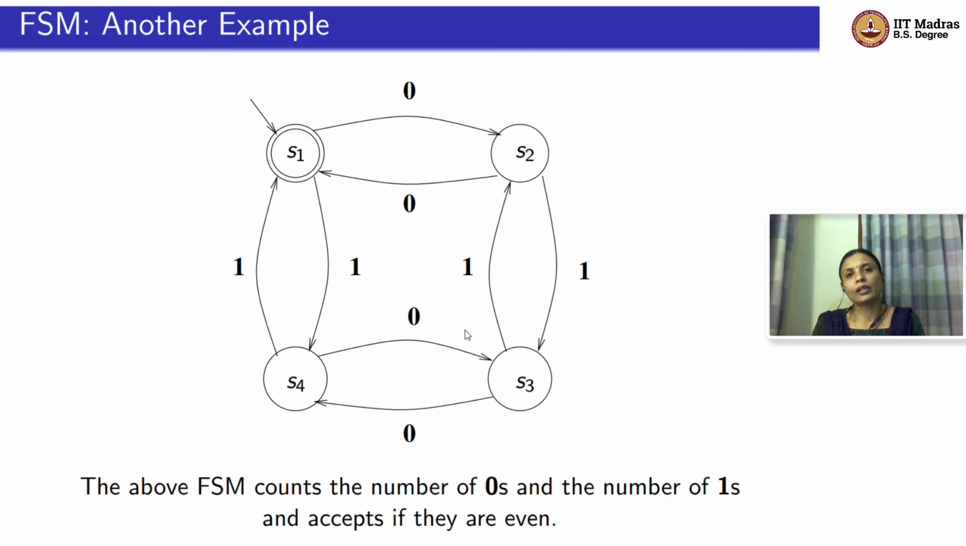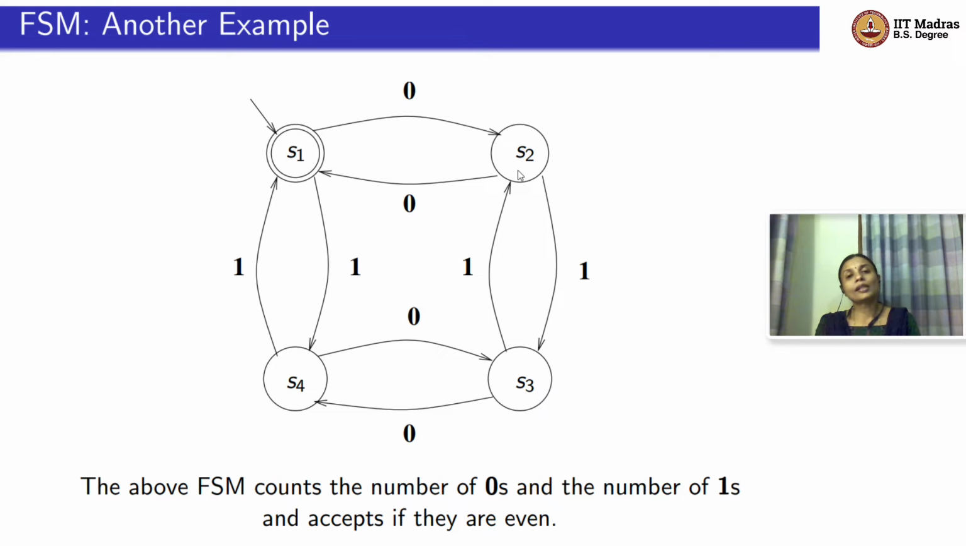Similarly, suppose you give it a string like 1010. Will the finite state machine accept it? Yes, it should, because it has two ones and two zeros. Both are even numbers. Let's see how it does. It always starts with the initial state S1. The first letter it's reading is 1. So it uses this edge or transition and goes to S4. Remember, input is 1010. Then it reads the second letter, 0, and transitions from S4 to S3. The third letter that it sees is 1. So it uses this transition or edge from S3 back to S2, goes to S2.